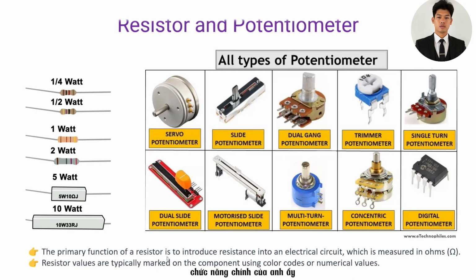The primary function of the resistance is to introduce resistance into an electrical or electronic circuit, and the resistance is measured in ohms. The resistor values are typically marked on the components using color codes.